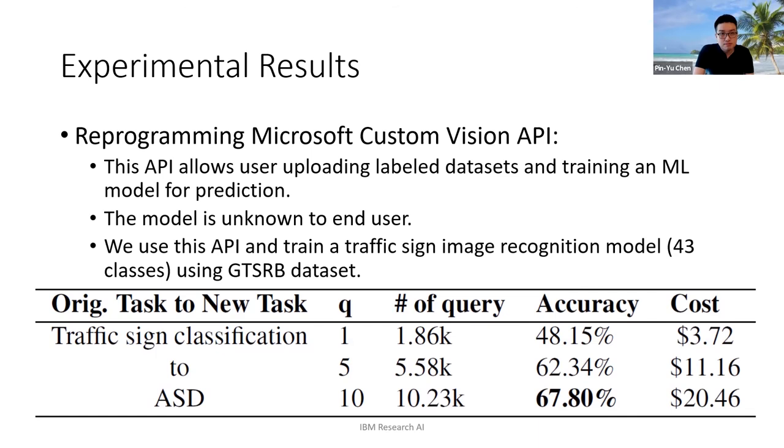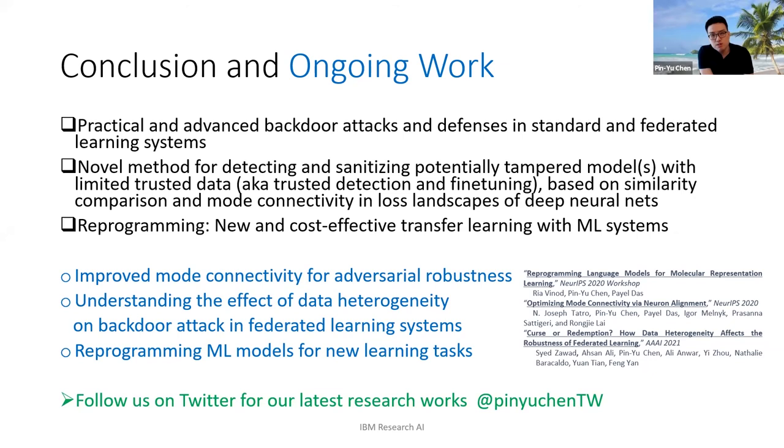Okay, so now I'm going to make a conclusion and mention some ongoing works. So in today's talk, I basically talked about some practical and advanced backdoor attacks and defenses that happen in standard as well as federated learning systems. I hope you all agree it's a real threat and real issue, and we should spend more effort to address it. And then I used backdoor attacks as motivation to talk about model reprogramming, which I think is a very interesting way to do cost-effective transfer learning with machine learning systems.